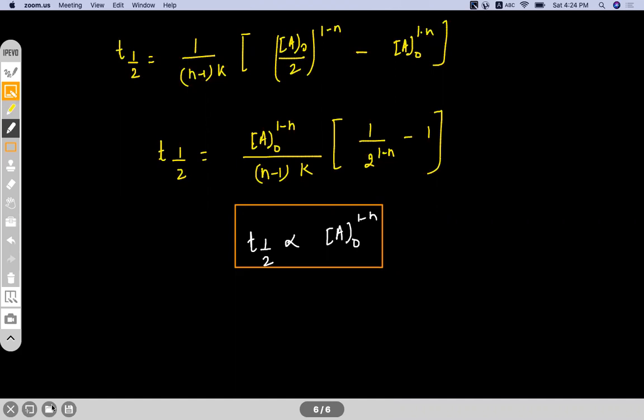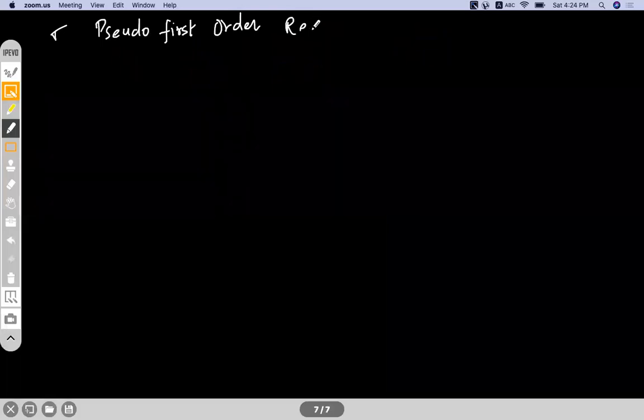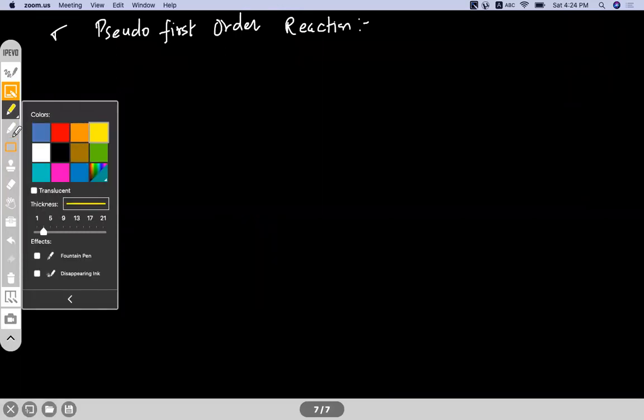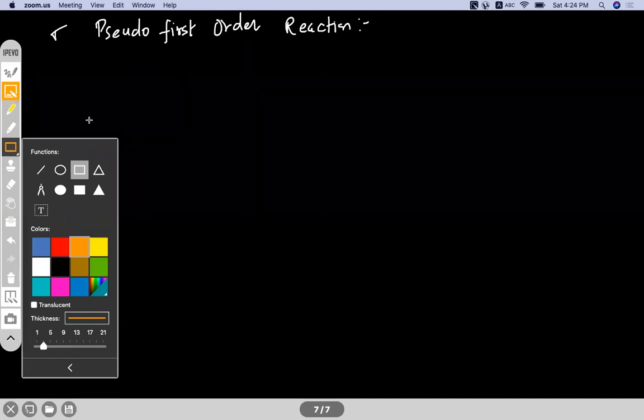There are some reactions which appear to be second order or any other higher order reactions, but actually it is a first order reaction. These reactions we call pseudo first order reactions. Okay, so write down the heading next, pseudo first order reaction. You just need to know a few examples for this, and something called pseudo rate constant that you need to know, and that is it.